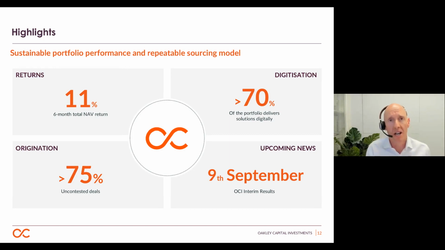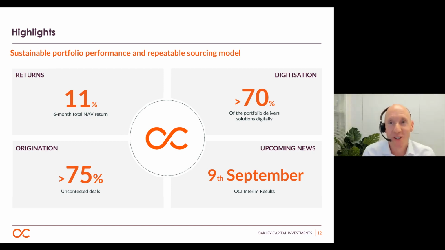Again, mentioning the returns, despite some headwinds in the period. The fact that so much of what we're about is digital solutions is such a strong theme within the portfolio. Origination: over 75% of our deals come from proprietary means. They're purchased in an uncontested environment.